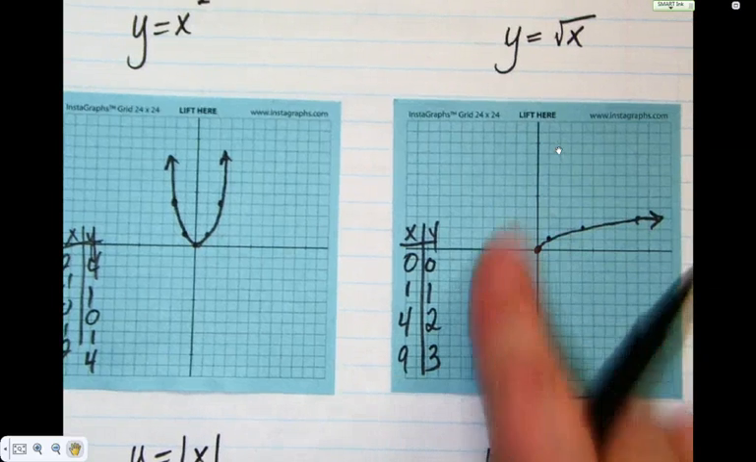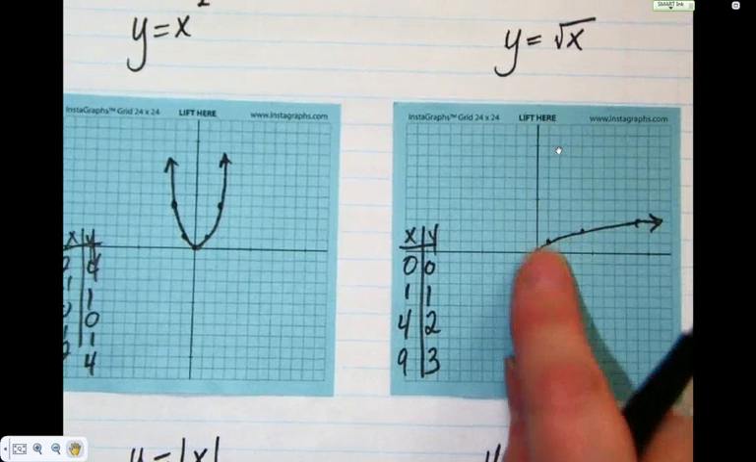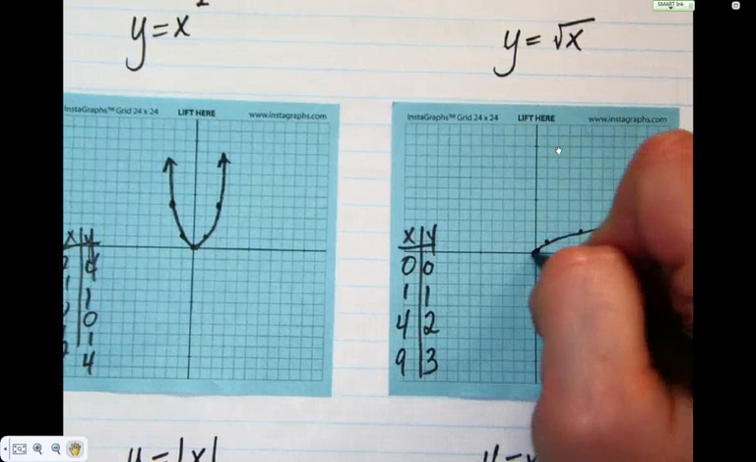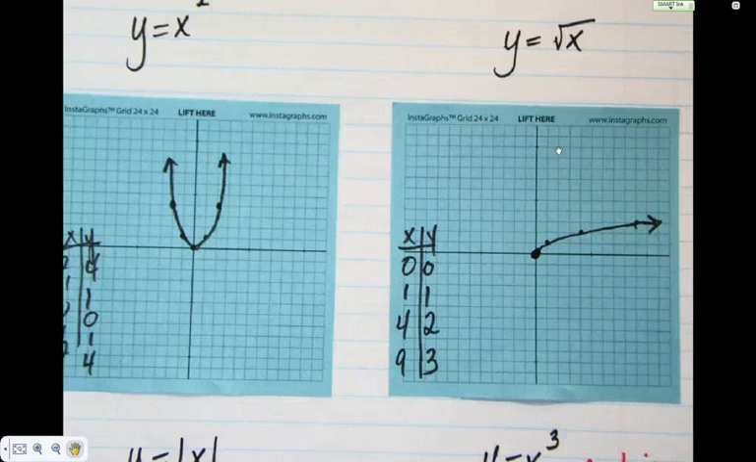Some people, it bothers them that the end of the graph is just kind of hanging around here and it seems like it just stops. So if you're visual, sometimes making a darker point just helps you remember that that's the end of the graph. There's nothing past that. Why is there nothing past that? Can't square root a negative.